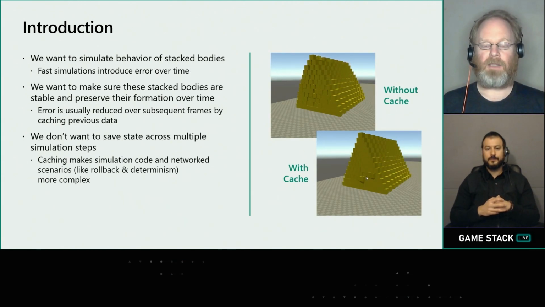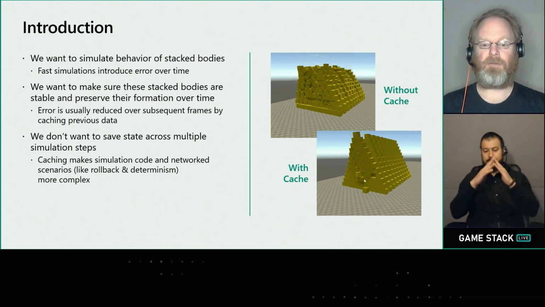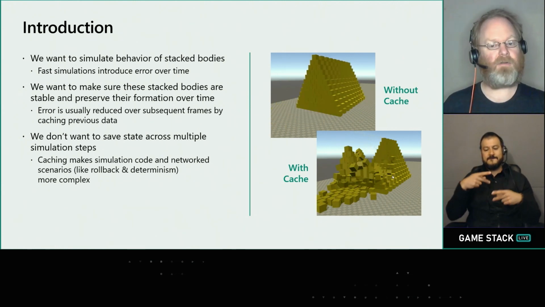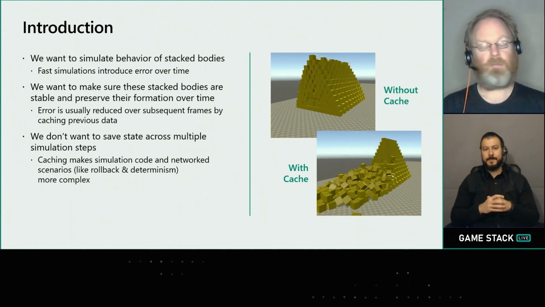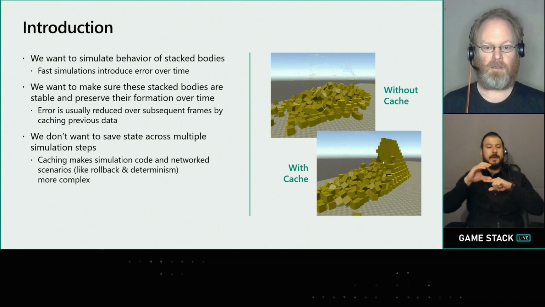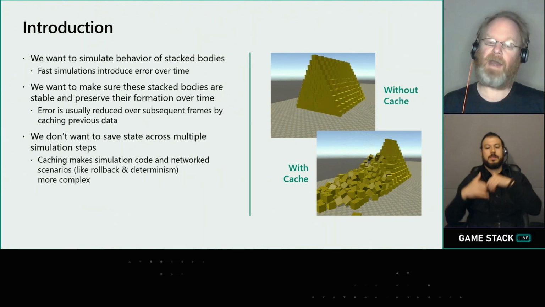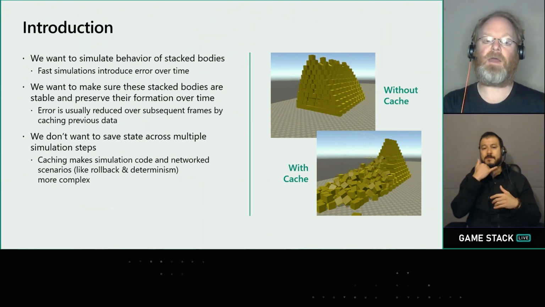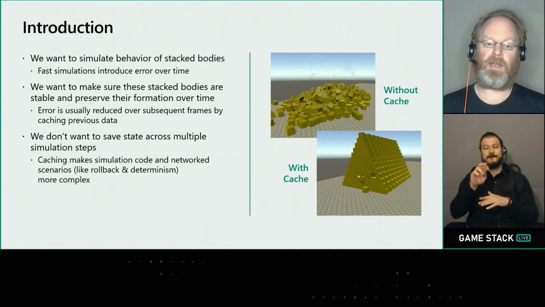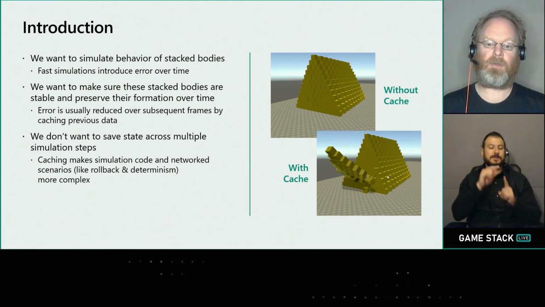So with stacked bodies, a lot of bodies stacked on top of each other, we're going to need to have a fast physics solver. And a fast solver is going to introduce error. But errors are going to accumulate and lead to an unstable stack. And normally, that error is recorded from one frame, and that information can be passed to the next frame in order to clean up those errors as you go from step to step.